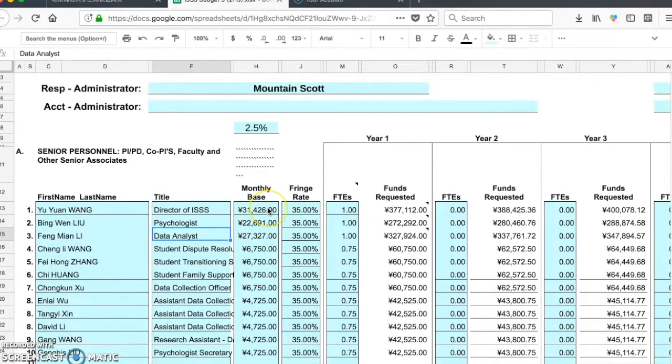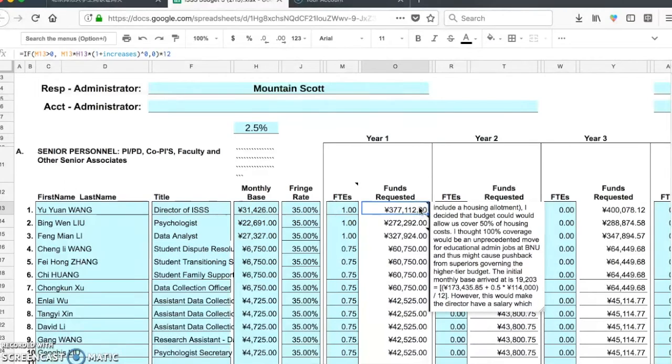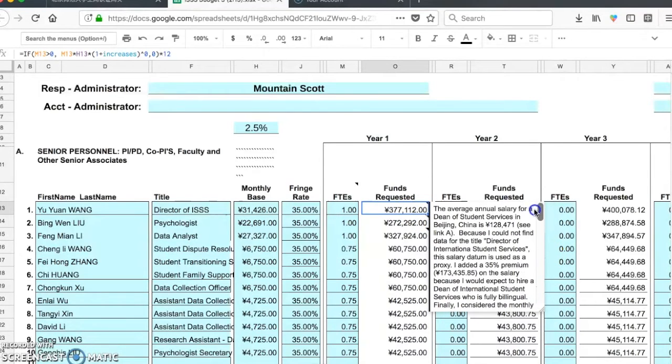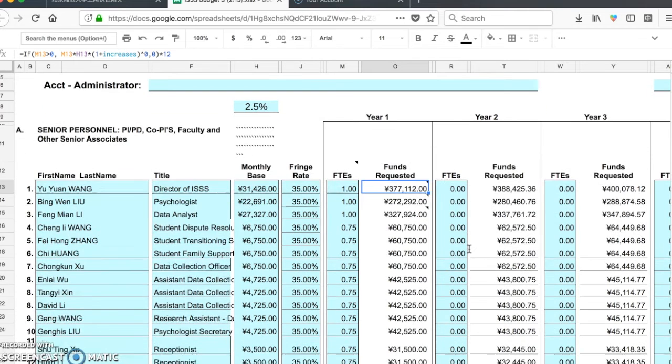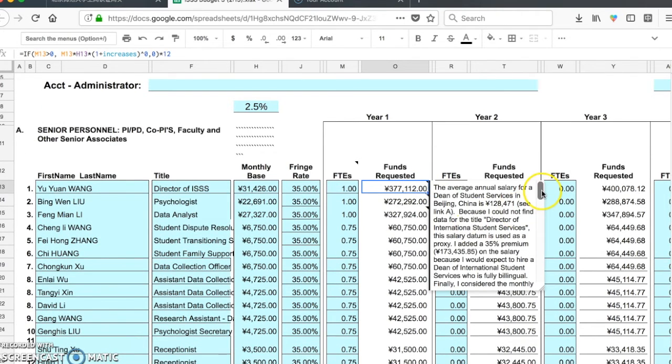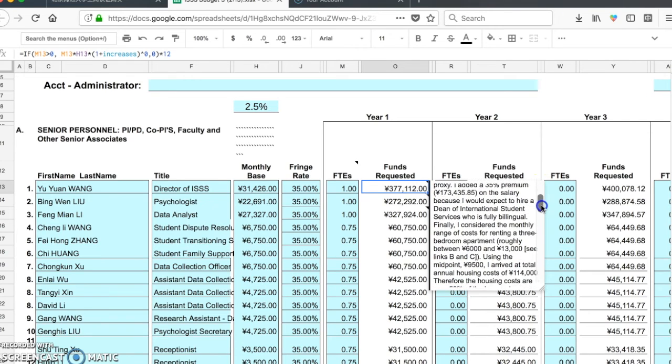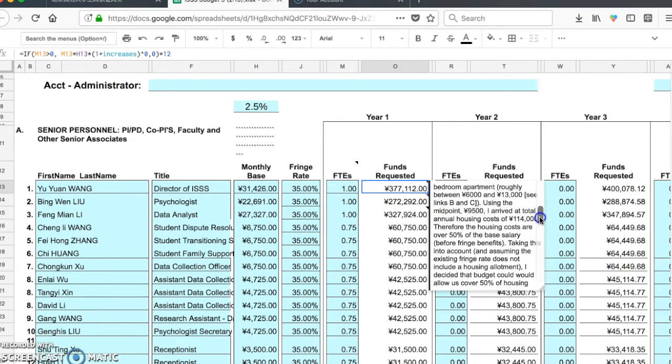Now, I told you I was going to get back to the psychologist. So, I'm sorry, the director. The director's salary, as you can see, is the highest. And that wasn't without some manipulation. So let me go over the explanation for the director's salary. The average salary for a Dean of Student Services in Beijing, China is 128,000 yuan. Because I could not find data for the title of Director of International Student Services, this salary data is used as a proxy. I added a 35% premium, same situation, because I would expect to hire someone bilingual. And then we have the apartment cost.